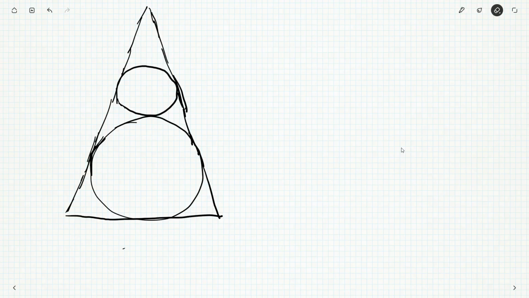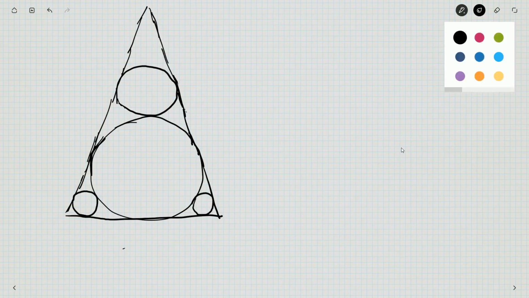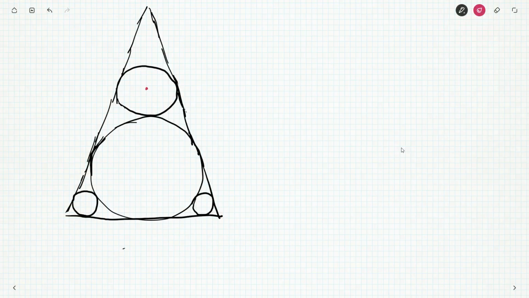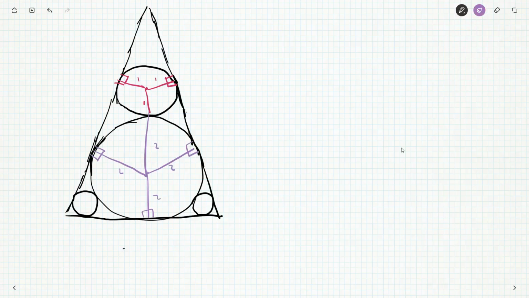Okay, the big circles are done, and now we can just sort of add in the little circles. Much easier to add in those. Now, a symmetry argument would tell me that the radii of those circles are equal. Anyway, let's connect up. Get right angles there, and these are all length 1. We have the big circle. These are all radius 2.